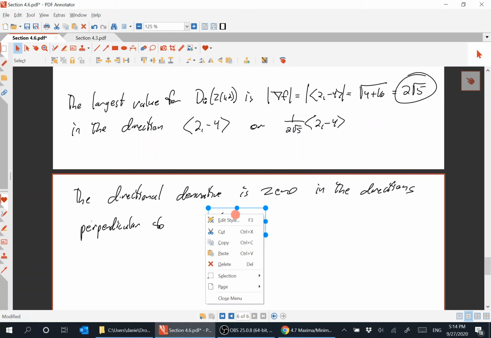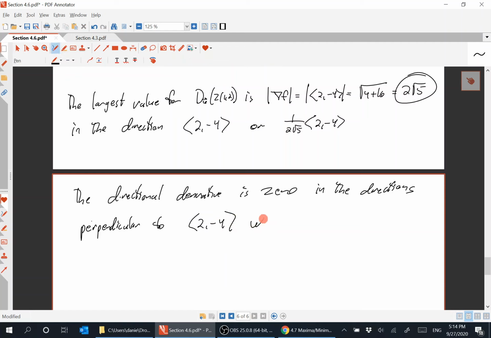And the directions perpendicular to this, which are, well, how do you get a perpendicular vector to that? You switch x and y and you negate one of the coordinates. So (4, 2) and (minus 4, minus 2), which are 180 degrees apart from each other. And the dot product of this and that is 0, because it's 4 times 2 is 8, minus 4 times 2, which is 8. And for this one, negative 4 times 2 is negative 8, plus negative 2 times negative 4, which is positive 8. All right.